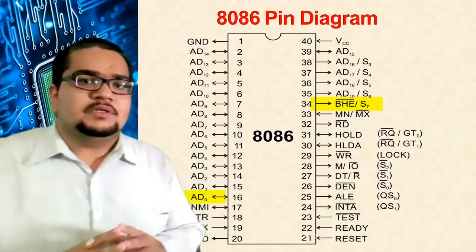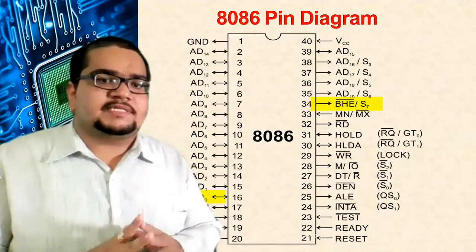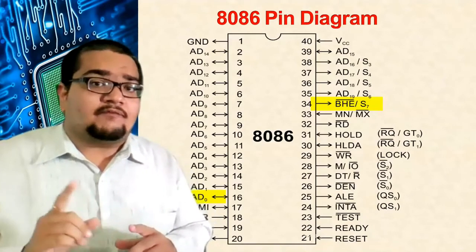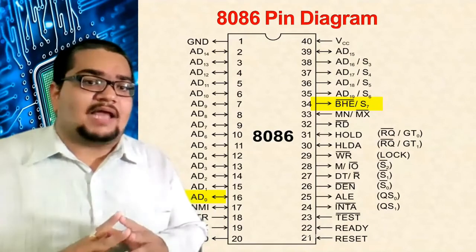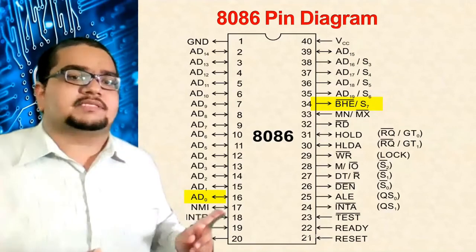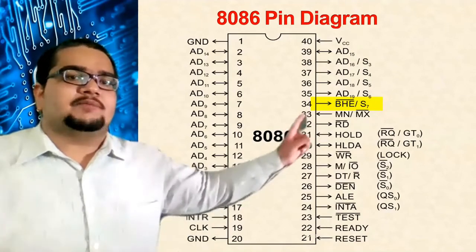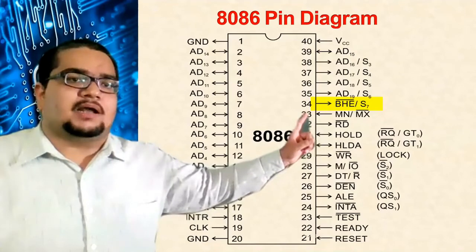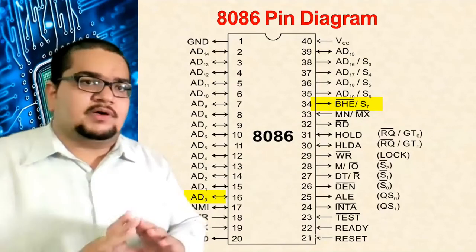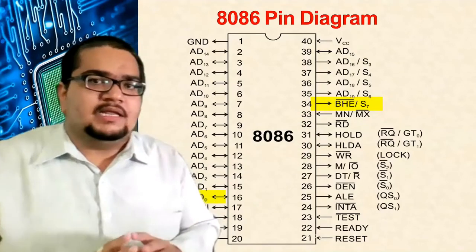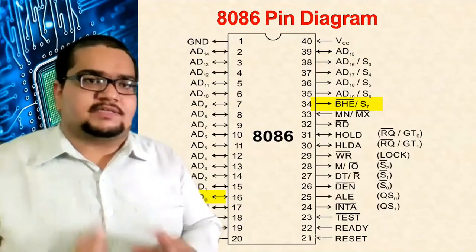Now, when we see this particular thing, one or two more things I have highlighted in this one: the yellow marking for this AD0 and that pin number 34, that is BHE bar. What is /7? You just ignore it for a while. That's /3, 4, 5, 6, 7.